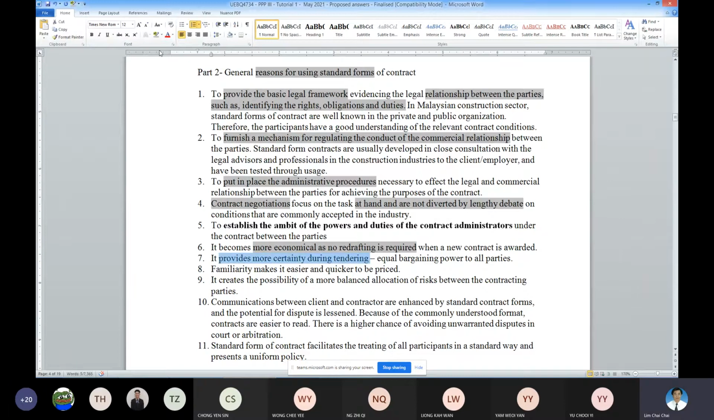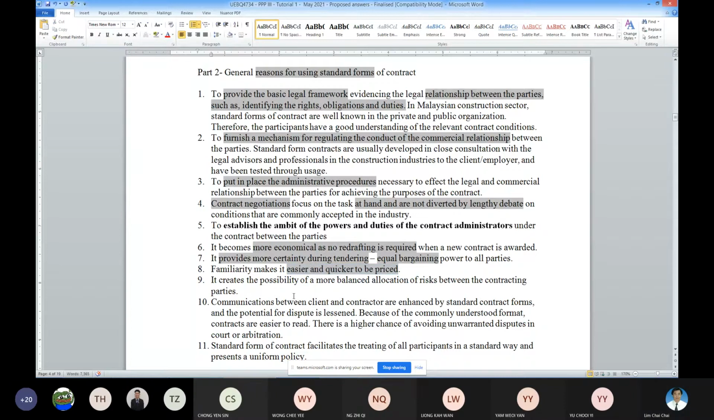So if there is certainty during tendering, then you find that the bargaining power of all parties is equal. Okay, it gives equal bargaining power. So this one is your number 7. Number 8, you're familiar with the document already. It will be easier and quicker to be priced. Your document can be priced quicker and easier.